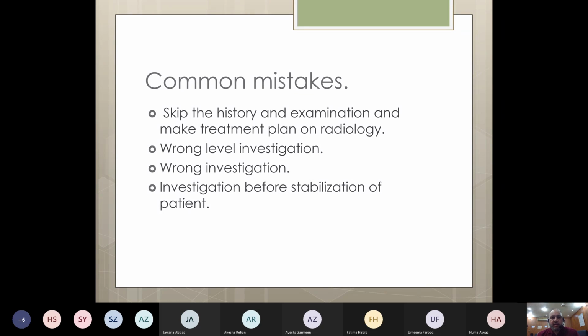Another very grievous mistake which is usually made in the ER is that a patient comes to you in a subconscious state, he is not vitally stable, and you send him for a CT scan without stabilizing the patient. In this way, I have witnessed, and it is written in the literature, that lots of patients die on their way for the investigation. So please don't make these mistakes when you are in the clinic or in the ER.